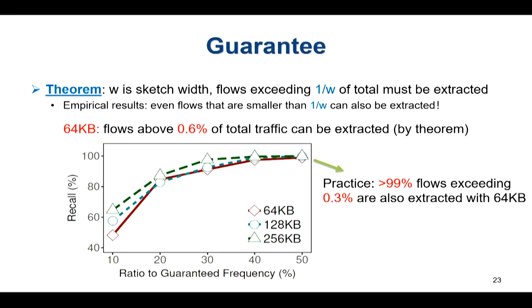For example, a 64 kilobyte sketch is guaranteed to extract all flows above 0.6% of total traffic based on our theorem. However, in practice, above 99% of flows exceeding 0.3% of total traffic will be extracted. Our experience is that SketchLearn can extract sufficiently small flows for most network operations.